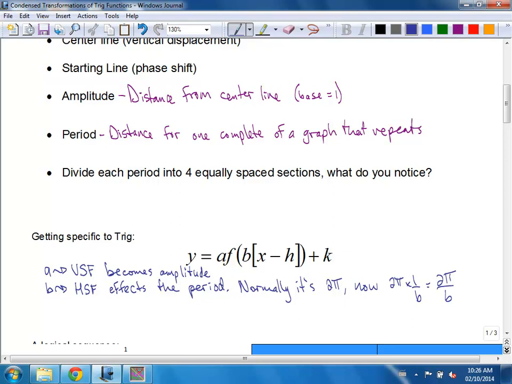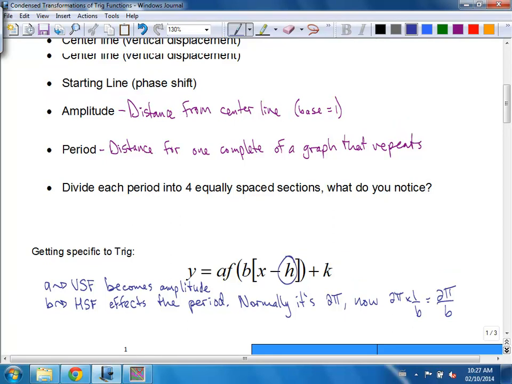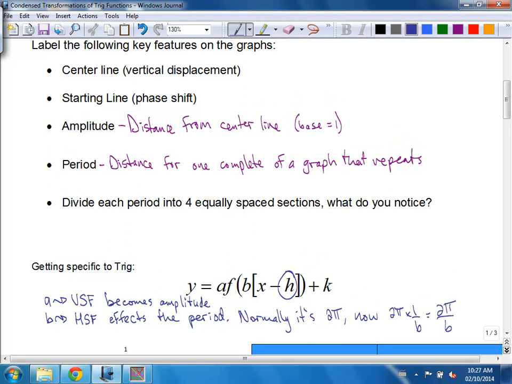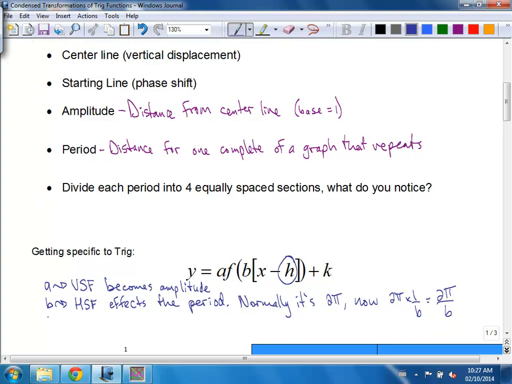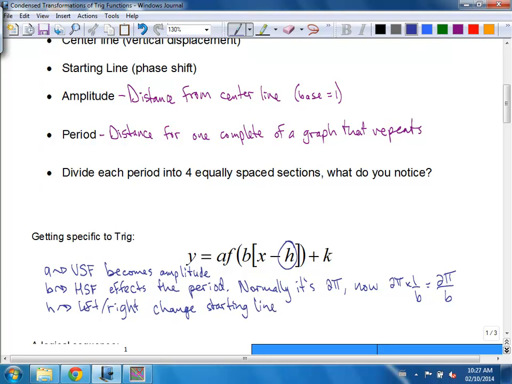Okay, last two now. What do you think this will do to the new trig vocabulary? Which one is it going to change? We only have two left, right? Yeah, the starting line, where we begin the graph. So in this case, H used to be left and right. It's going to change the starting line. And remember, the physics people here might come across this term, phase shift, so it's worth noting in case you hear that. That's the trig vocab.